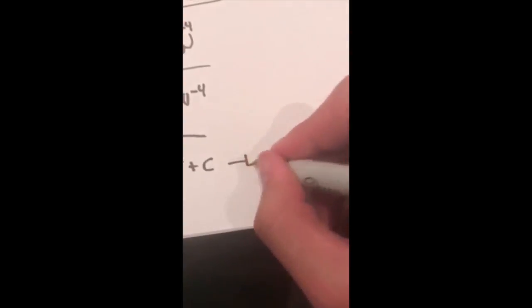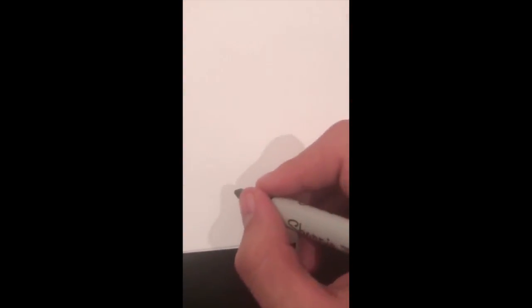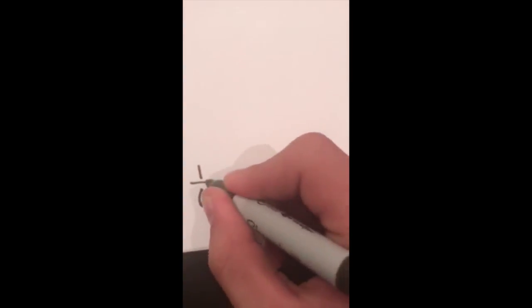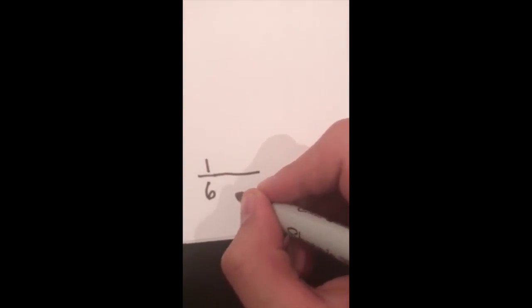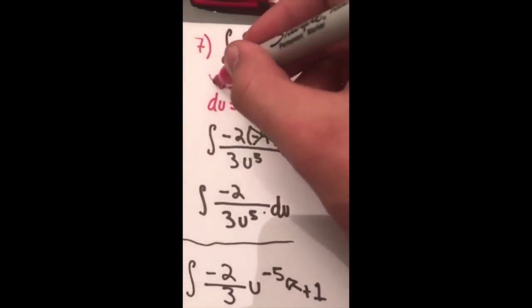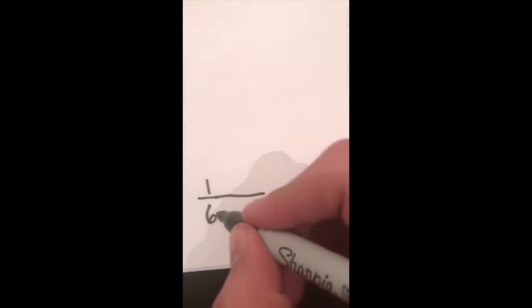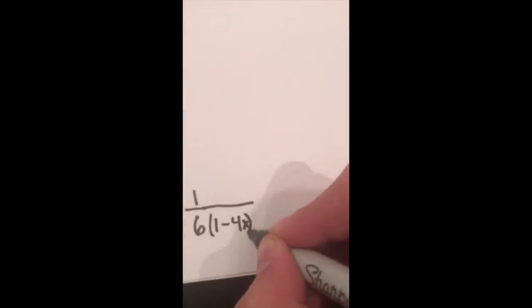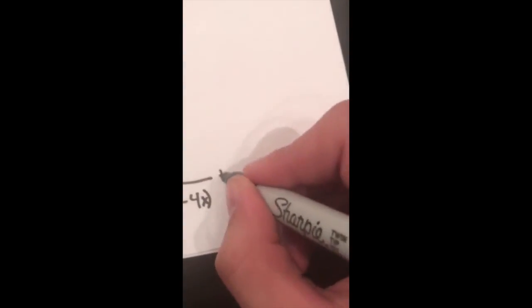Then you have to replace the u by the original u. That means 1 minus 4x. And at the end you have to add a plus c because you don't know what constant could have been there at the beginning. And that is your final answer.